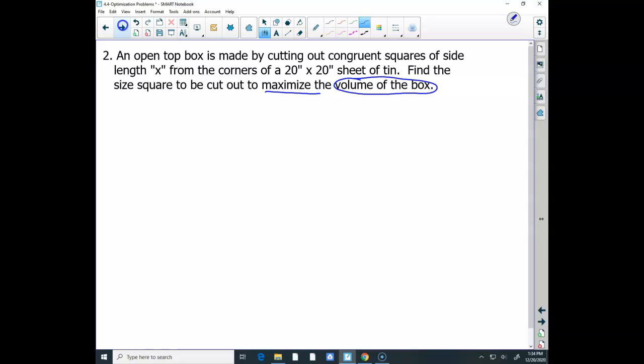Okay? Well, I guess I need to think of how the heck do I find the volume of a box? Well, volume of rectangular prisms, whether it's a triangular prism, a rectangular prism, whatever it is, remember, volume equals area of base times height. Well, if I have a rectangular prism, it's going to be length times width times height.